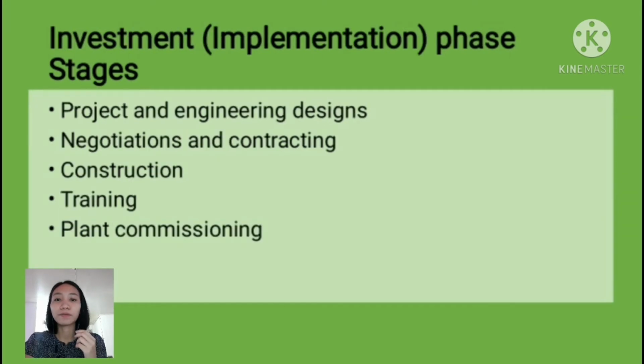Next we have the second phase, or the investment or implementation phase. The stages include project and engineering designs, negotiation and contracting, construction, training, and plant commissioning. The investment phase is the more technical part of the cycle in which plans from the pre-investment phase are being realized and implemented. It turns a plan into an action, and the organization is at work to ensure that the work is done according to the plan that was made in the previous phase.